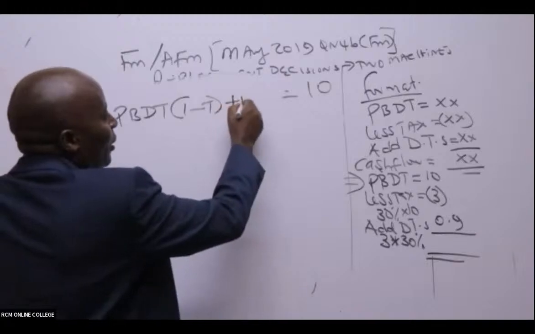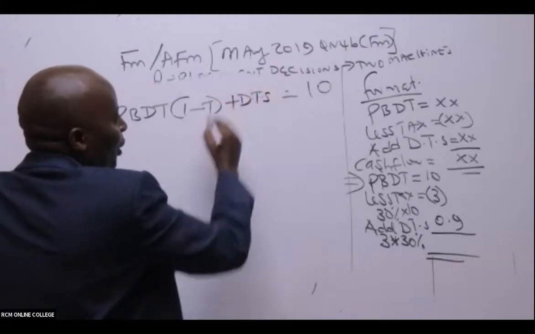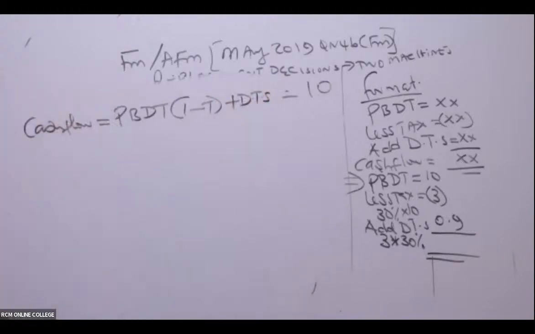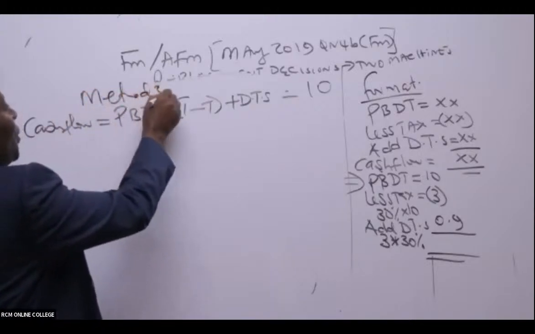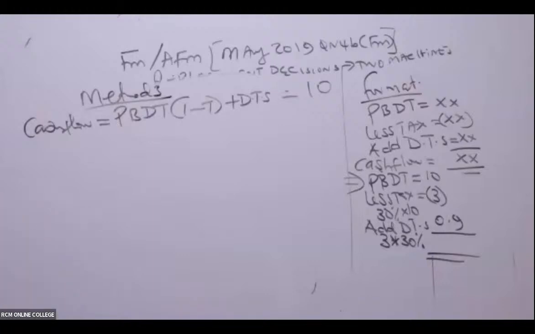And then you add depreciation tax shield. A good ninja will do it directly like this. You take profit before depreciation and tax, you less taxation, and then you add depreciation tax shield. So in this question now, this is method 3. So do we have this PBDT?